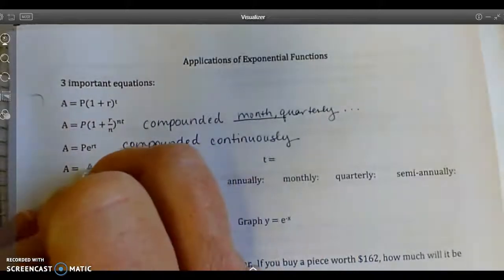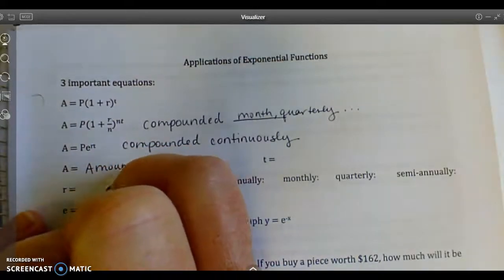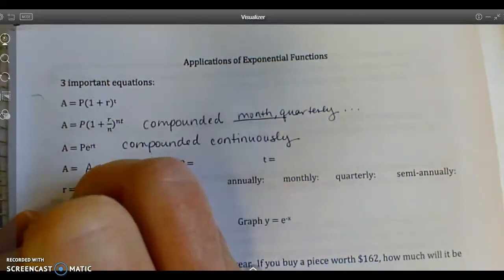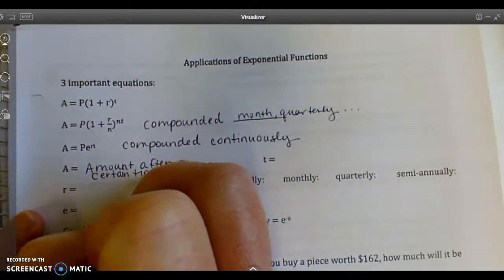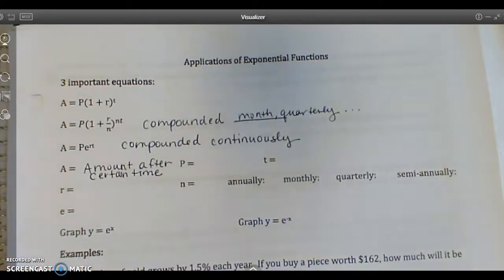Okay? A is amount after a certain time. So, we might want to know how much is going to be in my account after 5 years. A is the amount. Okay, or I might want to find out how much a car is worth after a certain amount of time. That's the amount it would be worth. That's the A. A is normally what you're finding on the problems you're going to be looking at today.